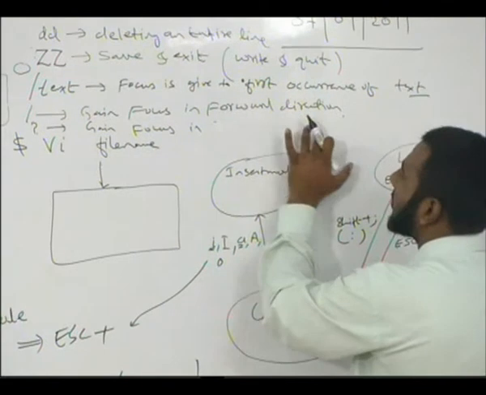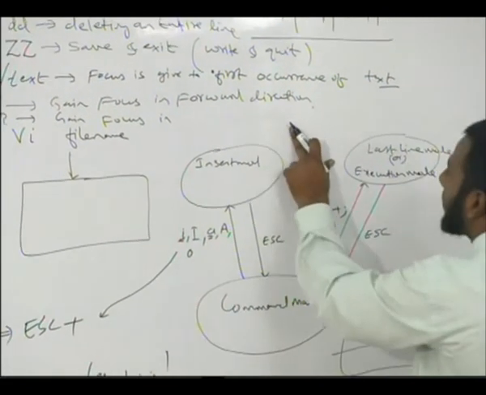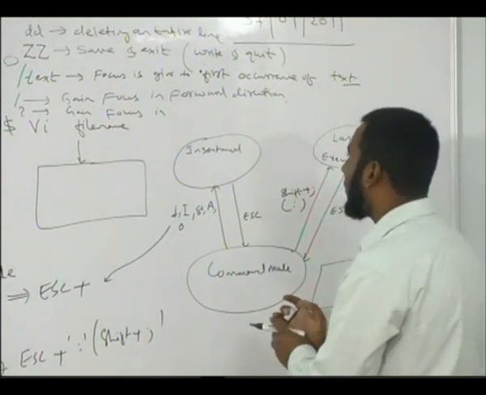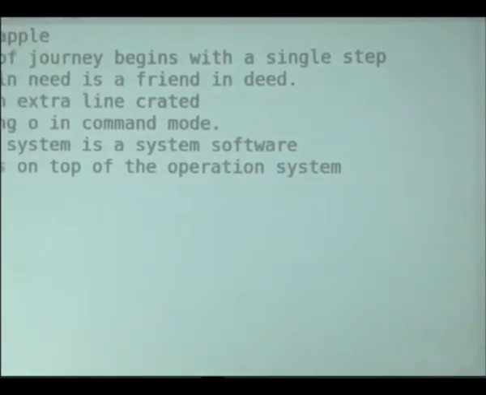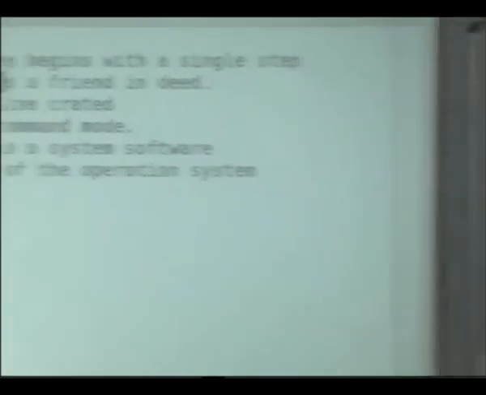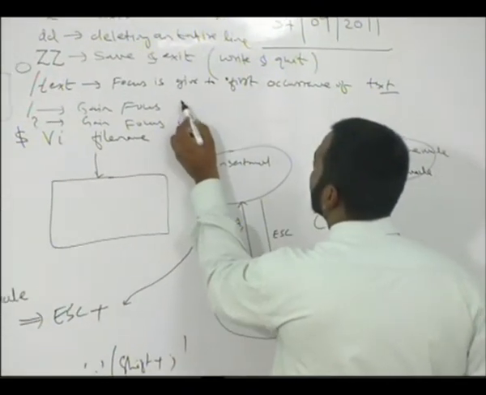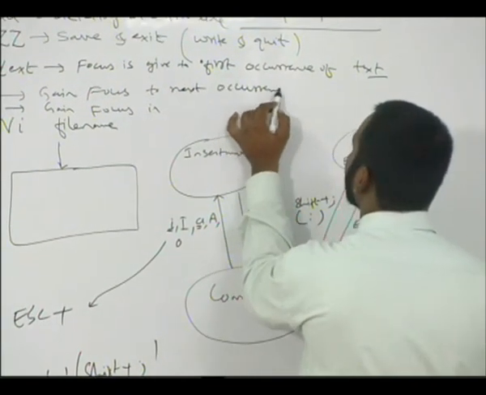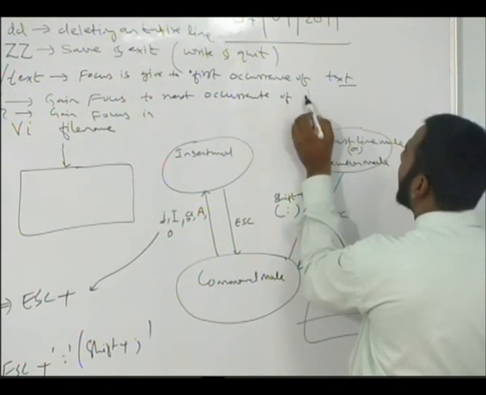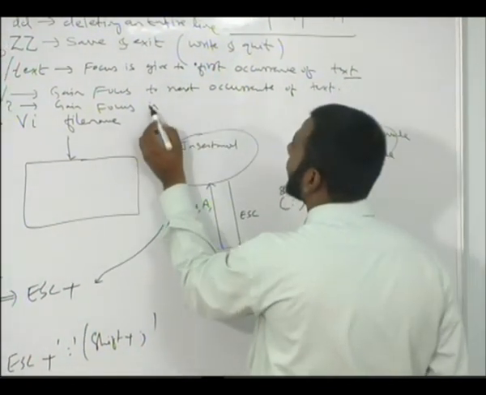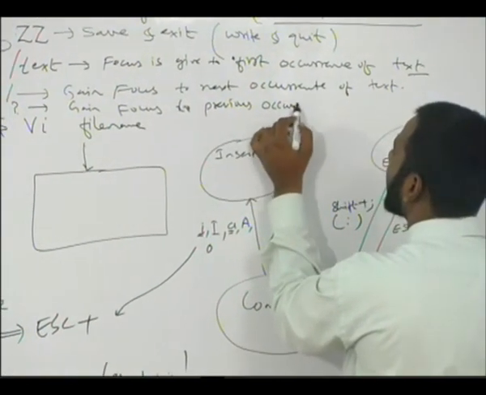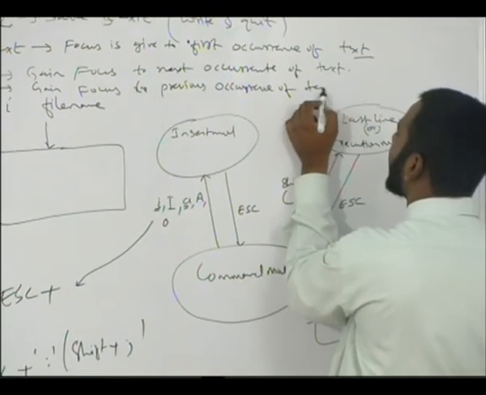Actually, you should not write forward direction or backward direction. Next, gain focus for the next occurrence of the word, and previous occurrence, that would be the better wording. So here, gain focus to next occurrence of text, and here, gain focus to previous occurrence of text.